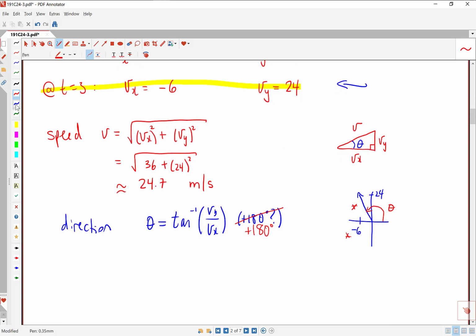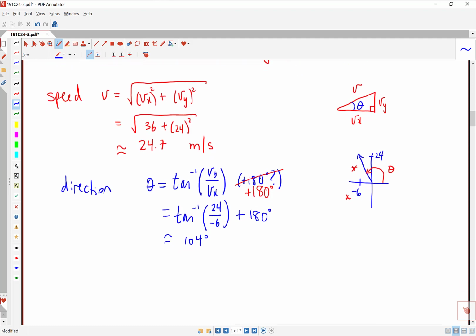Okay, so let's do the calculation. We are going to go arctan of our vertical velocity, which is 24, divided by our horizontal velocity, -6, close the brackets. Just make sure your calculator's in degree mode for when it spits out this angle, and then go plus 180 degrees. And you should see an angle of about 104 degrees for your answer. Okay, so the final answer to the problem then, you could say the velocity is 24.7 meters per second at 104 degrees.